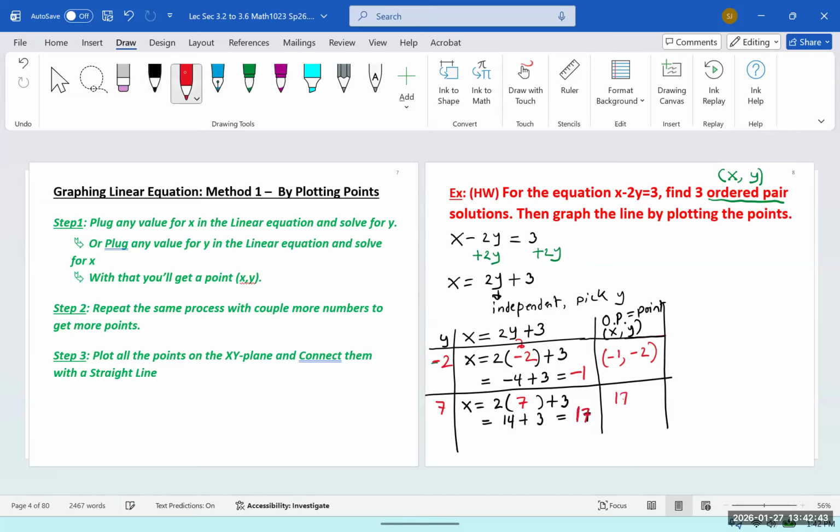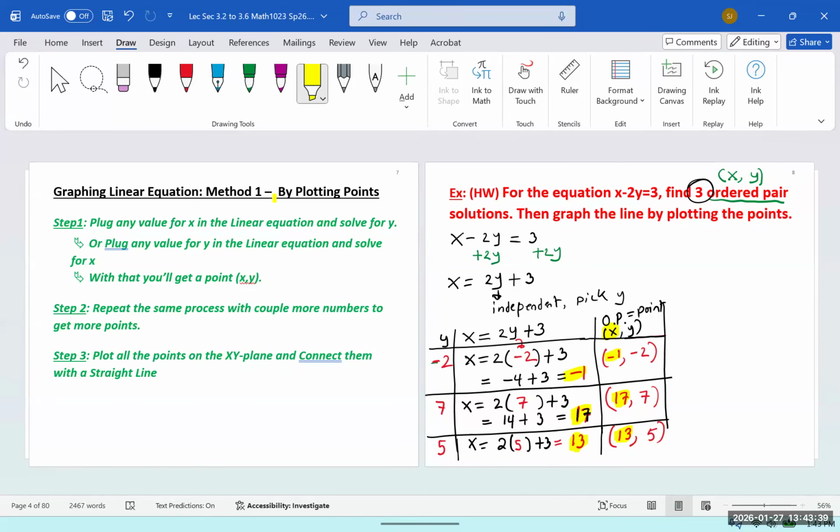It doesn't matter. They're asking to pick 3 numbers, so we need one more number. 5. Okay. Y is 5. That means x is twice 5 plus 3. What is 2 times 5? 10. And what is 10 plus 3? 13. So our x value is 13 and y value is 5. I'm always writing x first, even though we found the x later. In an ordered pair, we always have to write x first.